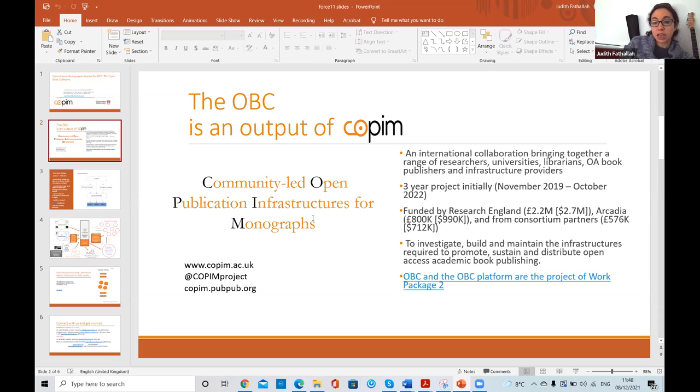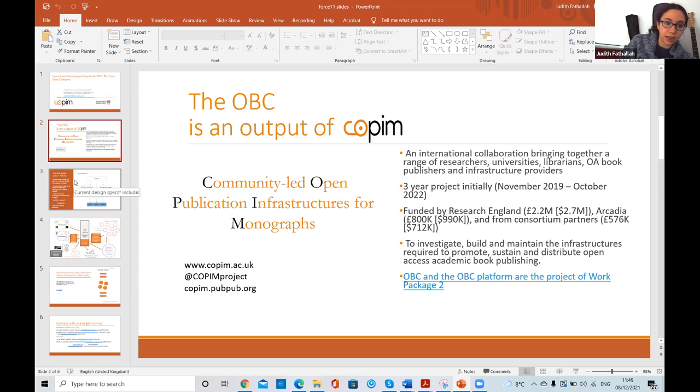And the purpose of this is to build and maintain the infrastructures that are required to promote, sustain, and distribute open access book publishing in academia. Of course, the publication structures for OA books are rather lagging behind those for journals. They tend to be more fragmented. The landscape makes it difficult for librarians to navigate which teams to support, and also publishers tend to lack the distribution channels to get OA books. Small and medium publishers tend to lack the established distribution channels to get OA books into libraries. If you follow that link from the slides on the Zenodo, you'll learn more about OBC as the project of Work Package 2 in comparison to what the other work packages are doing.